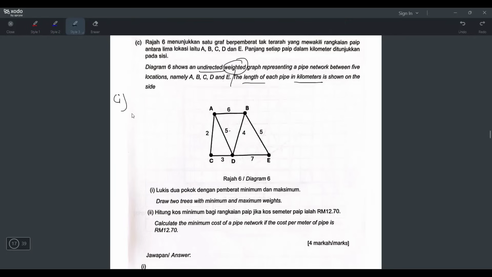Okay, number one, draw two trees with minimum and maximum weight. Okay, first you're gonna understand what is tree.